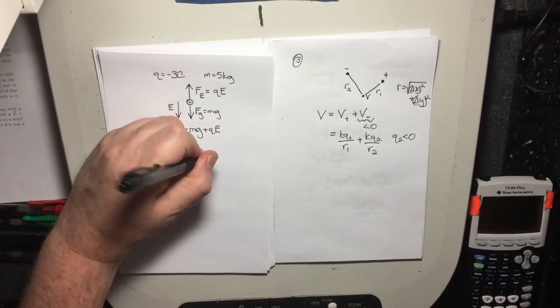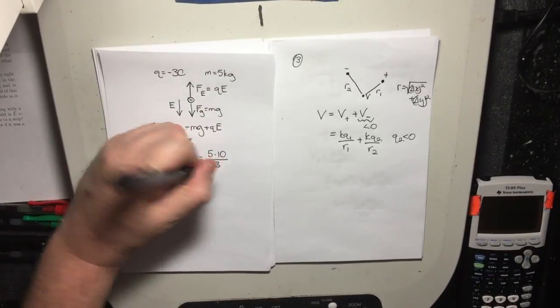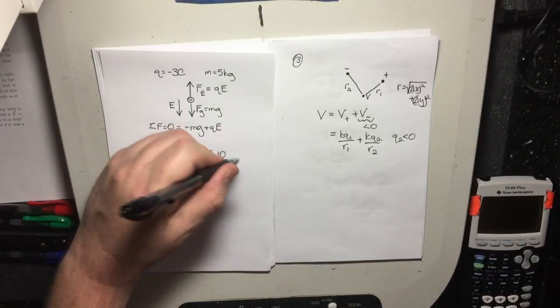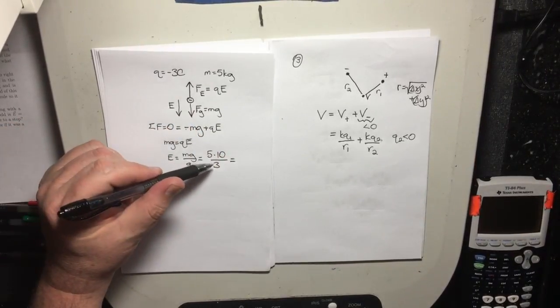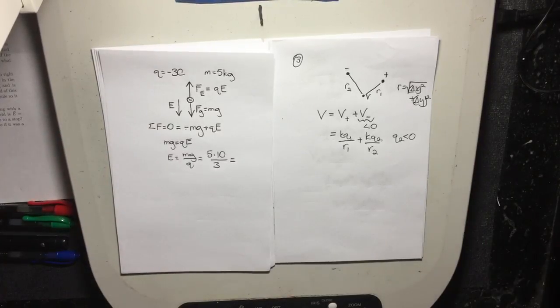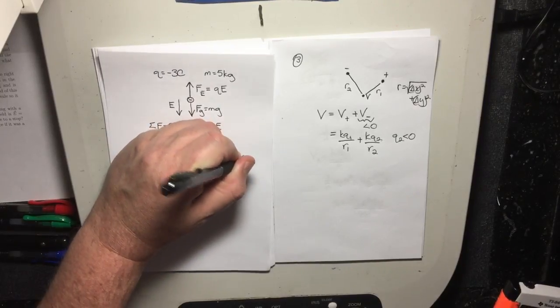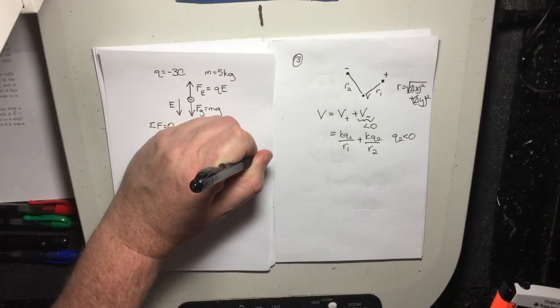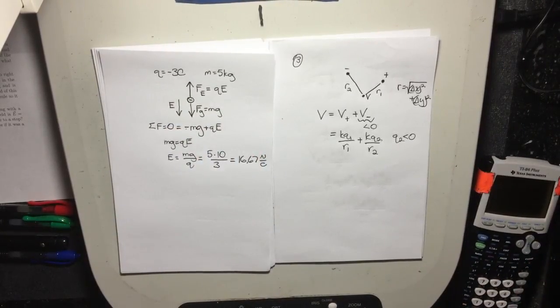M is 5, G is 10, Q is 3. So 50 divided by 3 is, I can't do basic math apparently, 16.67 newtons per coulomb. Why is the Q not -3?